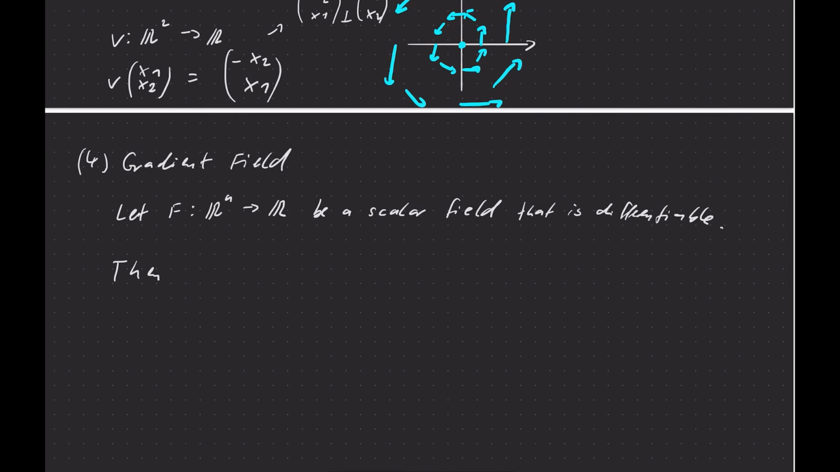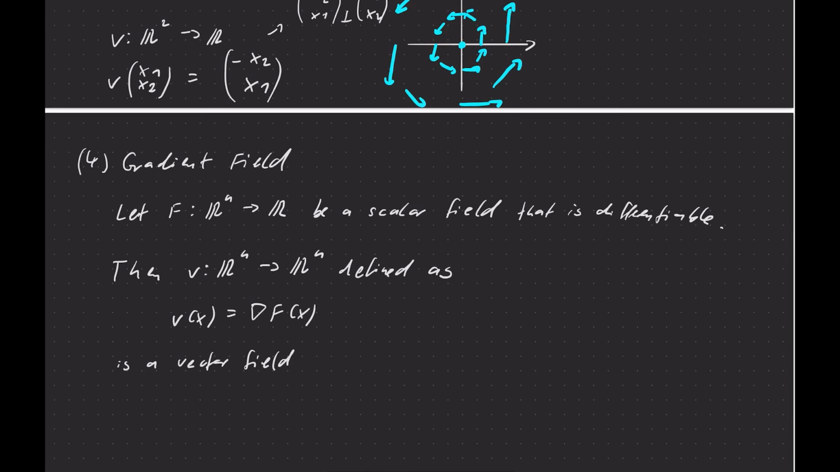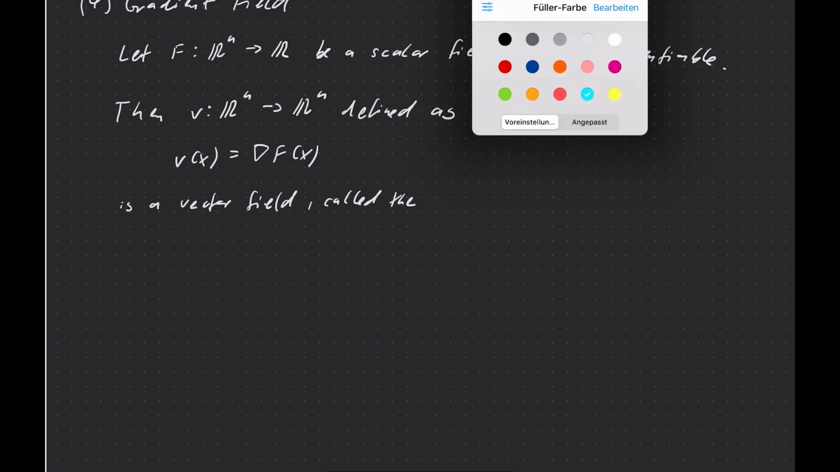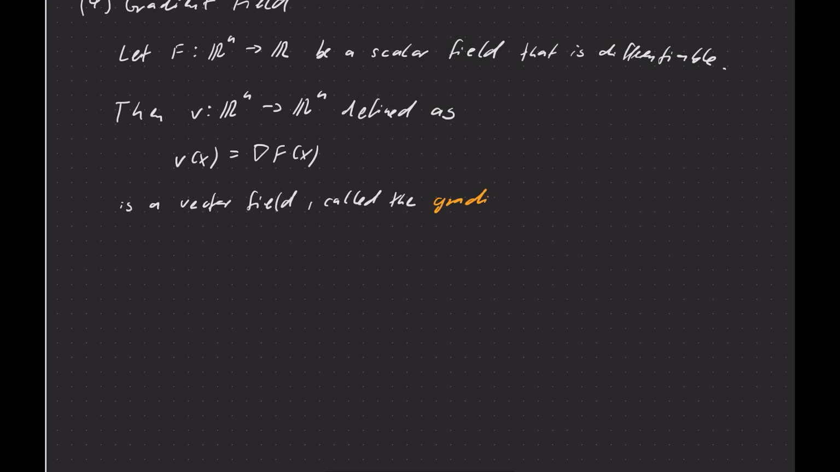So we can define a vector field v, Rn to Rn, defined as v of x is the gradient of capital F at x. That is a vector field, called the gradient field of capital F.